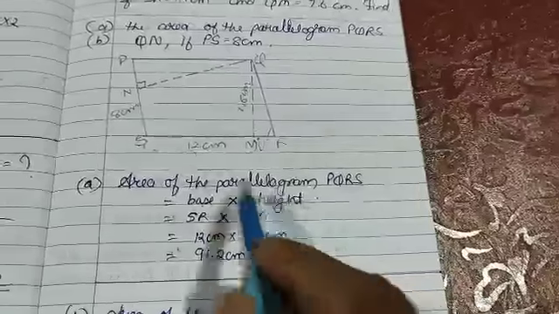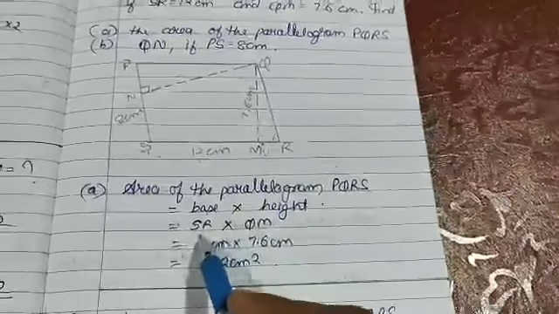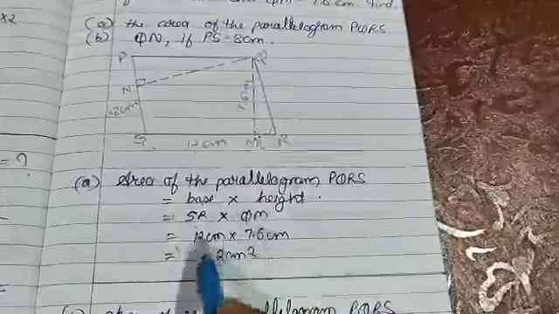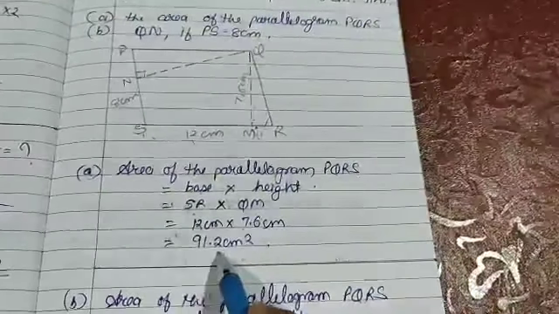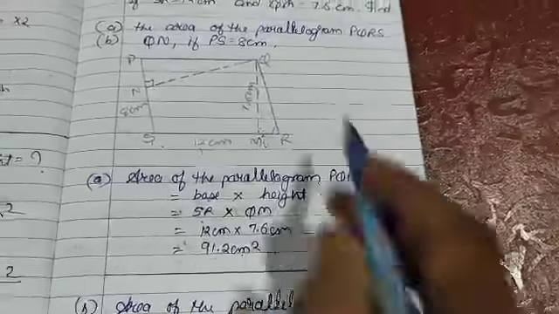So write down: area of parallelogram PQRS equals base into height. We take SR as the base and QM as the altitude. The value of SR is 12 and the value of QM is 7.6. When you multiply, you will get 91.2 centimeter square, which is the area of this parallelogram.